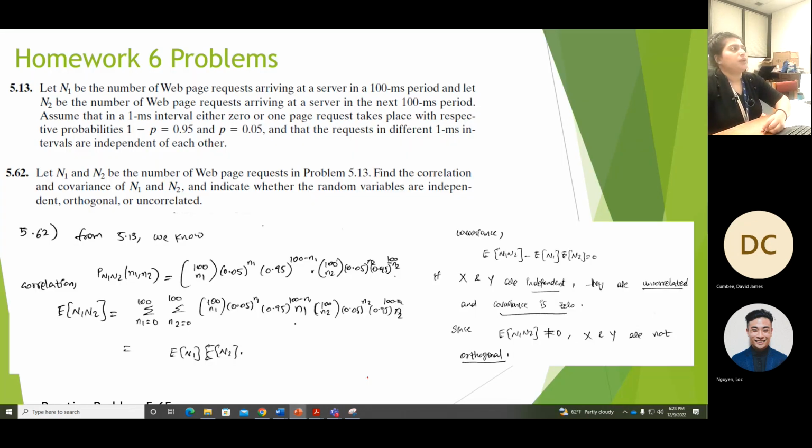Anyway, now we have a problem. This problem is already given to you in your homework 6. So problem 5.62, 5.65, these are the types of problems you should expect to be solving. Might not be the exact problem. So here you have N as the number of web page requests arriving at a server, and those web page requests have this p and 1 minus p kind of structure.